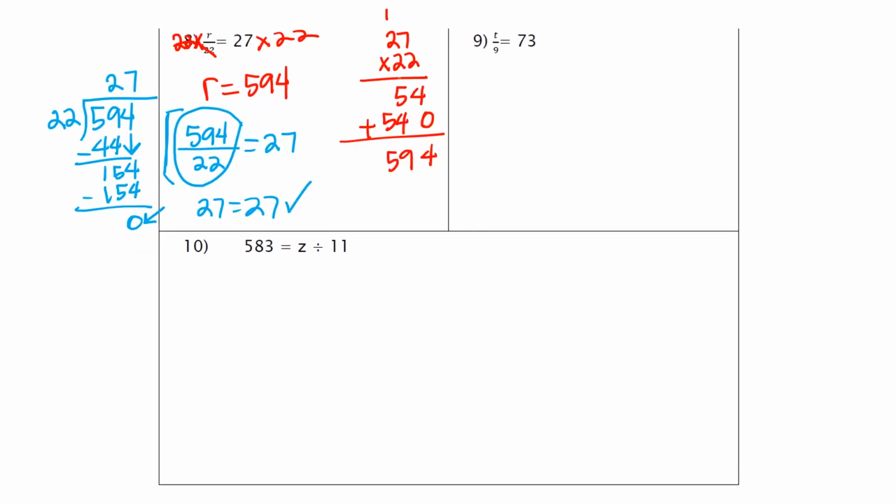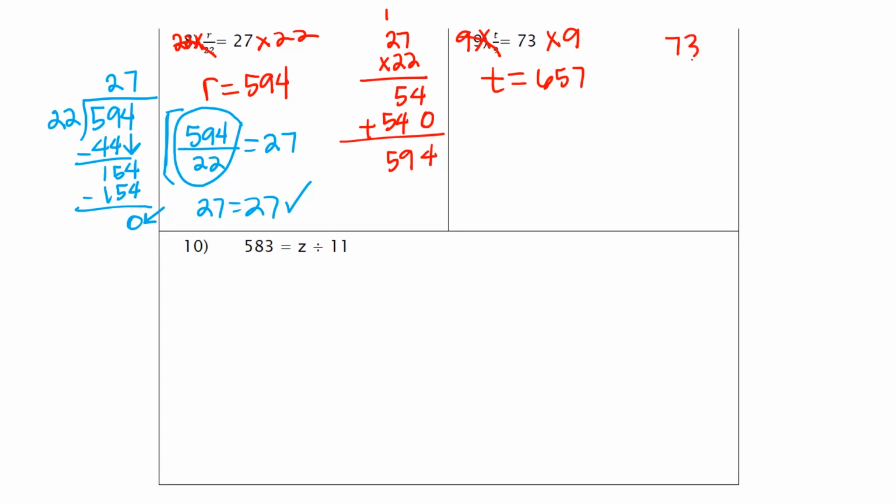Example number 9. I got a T in my numerator and a 9 in my denominator. Well, I'm going to multiply both sides by 9 because I want to get that 9 away. Right now, this is saying T divided by 9. So now I'm going to do T multiplied by 9. So 9's gone, left with T. And now I have 73 times 9, which is 657. And the way you get that is just by multiplying.